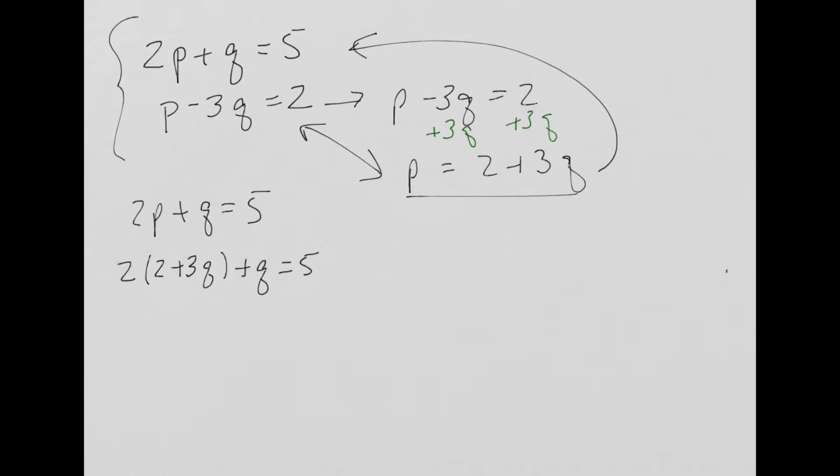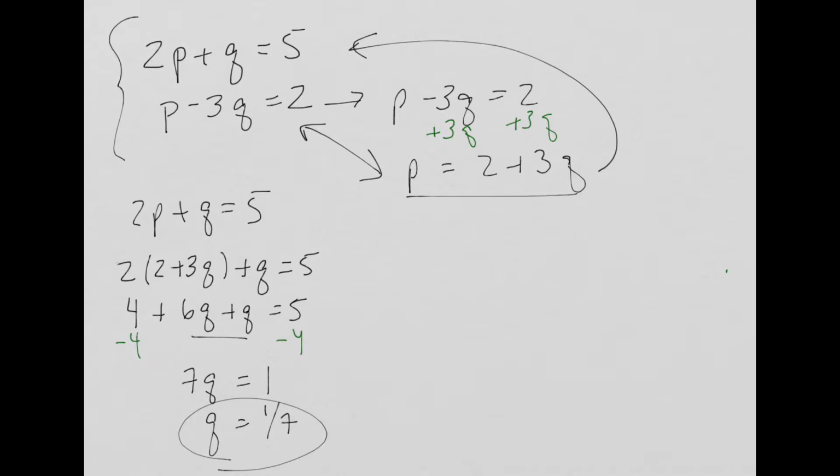So there's my new equation. And this is a linear equation, just one linear equation, which we know how to solve. So I'll distribute and get 4 plus 6q plus q equals 5. And now what? I'm going to do 2 steps in one. So see if you can see what I did here. I'm going to subtract 4 from both sides, and I'm going to combine those two. So I get 7q equals 1. And then what? Divide by 7, so q equals 1/7.